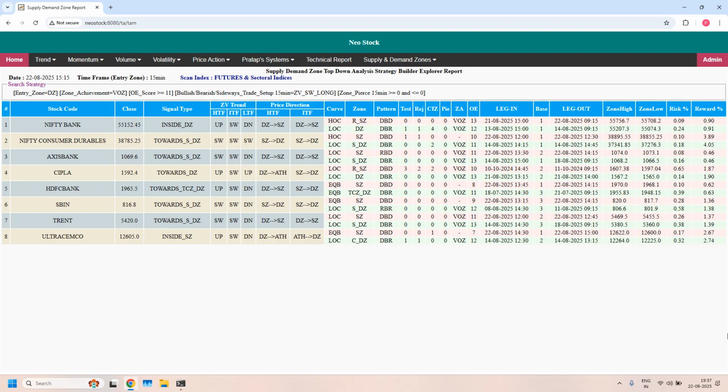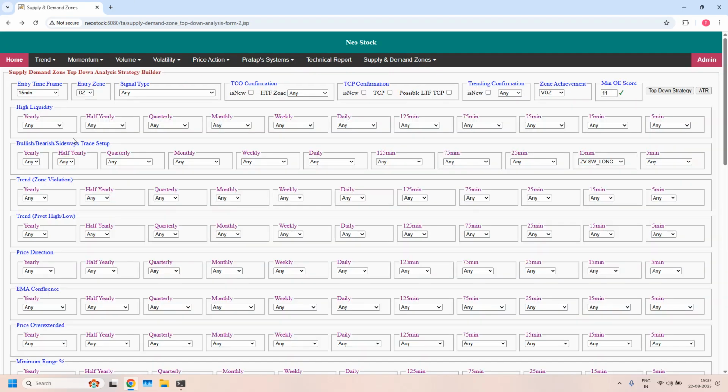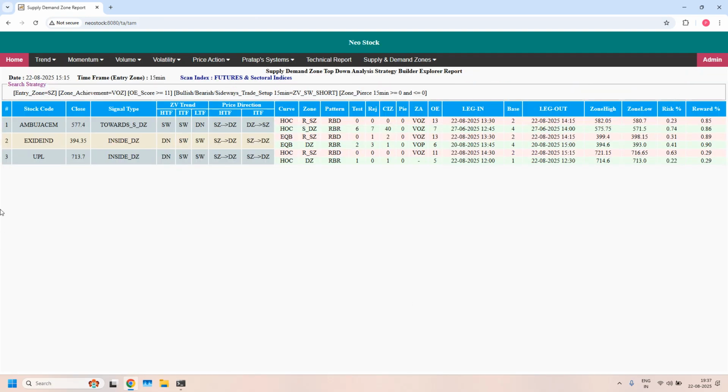Okay, next, sideways short trade setup. The changes are 15 minutes supply zone. And also here I am selecting sideways short. Let's filter. We got 3 stocks. Sideways short trade setup for daily income trade. The entry time frame zones are 15 minutes supply zones.